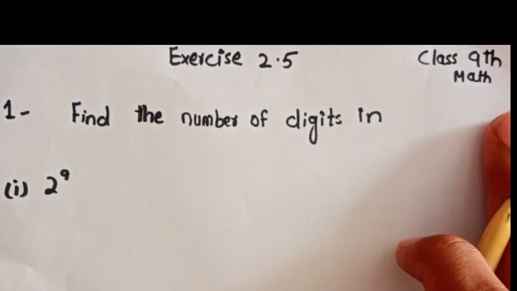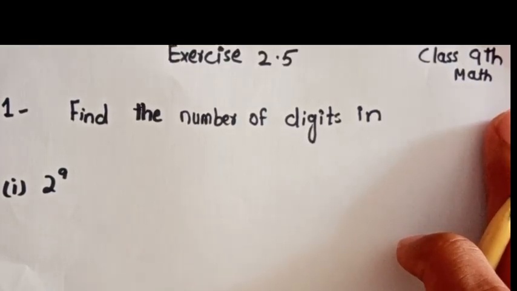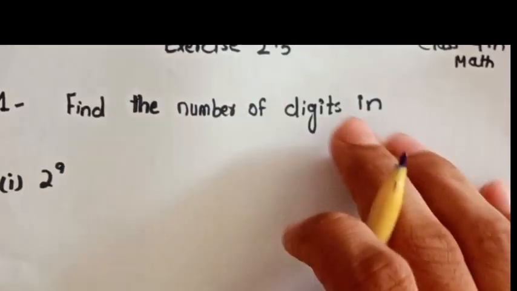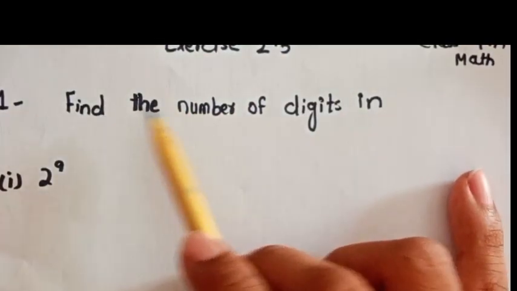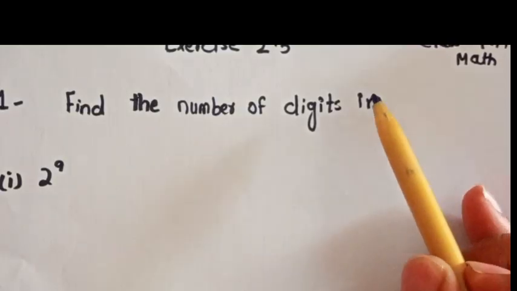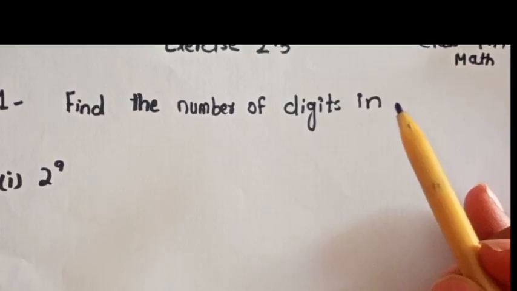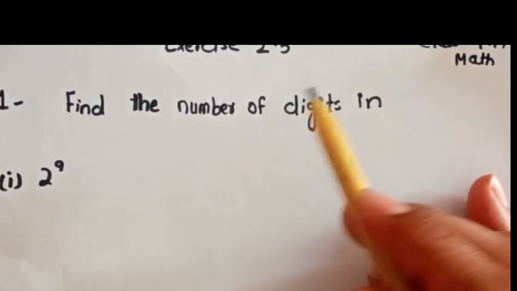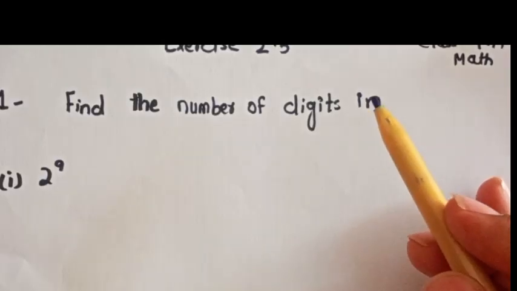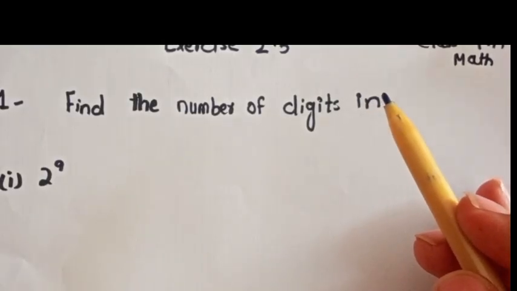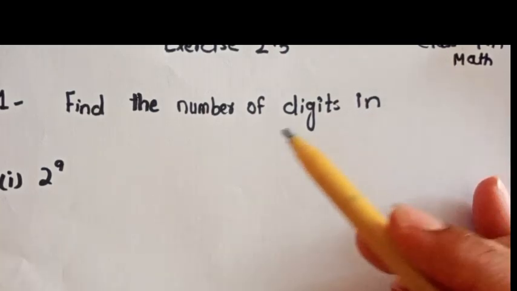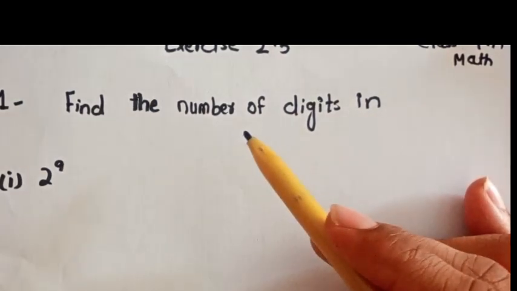So today I am starting exercise 2.5 of class 9th math, chapter number 2, logarithm. Okay, question number 1 is find the number of digits. Here I am supposed to find the number of digits of the following questions. As you remember, I have taught you the laws of logarithm, the applications of logarithm, the properties of logarithm. So we will use all these in this exercise to solve these questions.